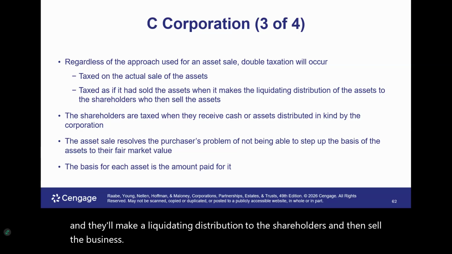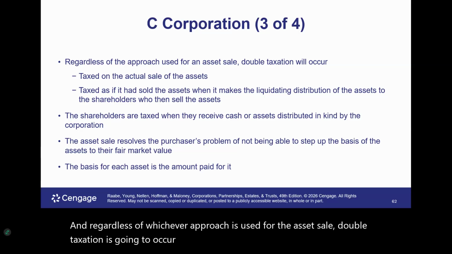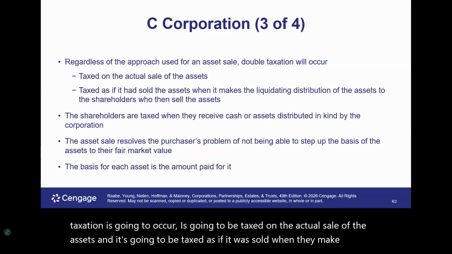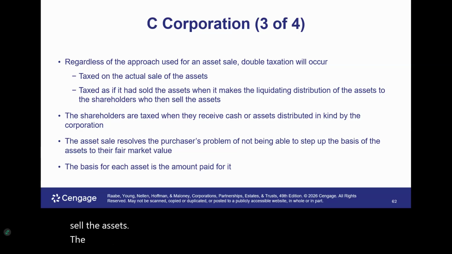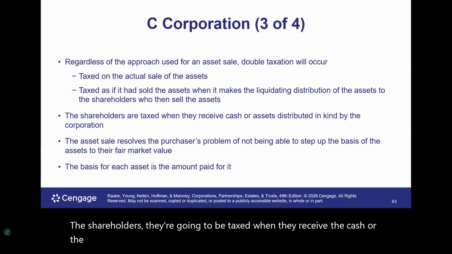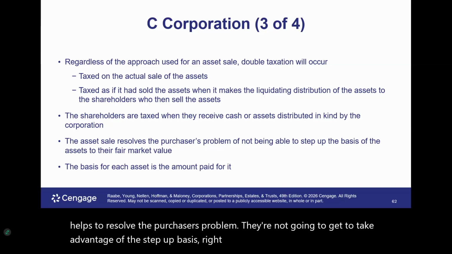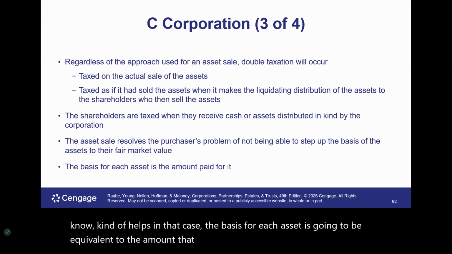And regardless of whichever approach is used for the asset sale, double taxation is going to occur. It's going to be taxed on the actual sale of the assets, and it's going to be taxed as if it was sold when they make the liquidating distribution of the assets to the shareholders, who then in turn sell the assets. The shareholders are going to be taxed when they receive the cash or the assets distributed by the corporation. And the asset sale basically helps to resolve the purchaser's problem. They're not going to get to take advantage of the step up in basis, right? So that's why the asset sale helps in that case. The basis for each asset is going to be equivalent to the amount that they paid for the asset.